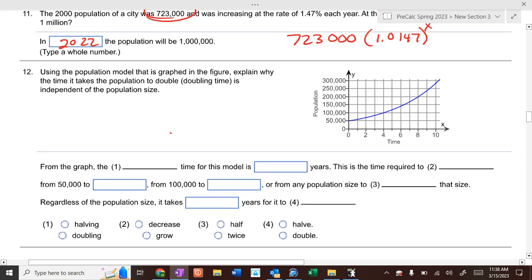Here's the population in this figure and the time it takes to double. Okay? So, how many years does it take to double? 4 years. From the graph, doubling time for this model is 4 years. The time from 50,000 to 100,000 and 100,000 to 200,000 is another 4 years.